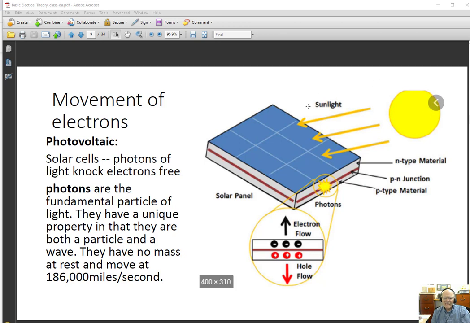So what you have over here is sunlight. The sunlight comes down and it hits a material that is a semiconductor material. We'll look at that in a minute as well. What that means is that you've got what's called an N-type, a PN junction, and a P-type of material. Negative, positive, negative, kind of together, and positive.